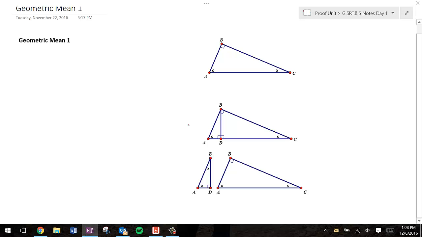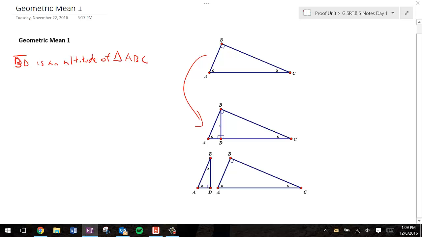We deal a lot with geometric mean when we have right triangles, and specifically when an altitude is dropped down, like you see here from 1 to 2. BD is an altitude of triangle ABC. And what that does is it creates three right triangles.